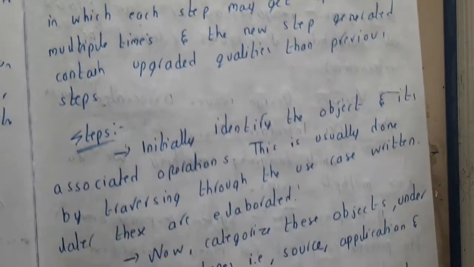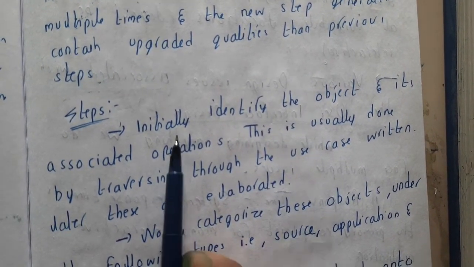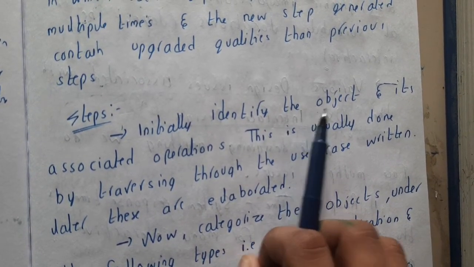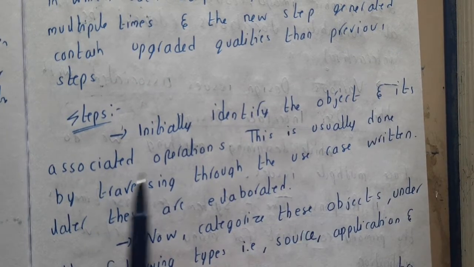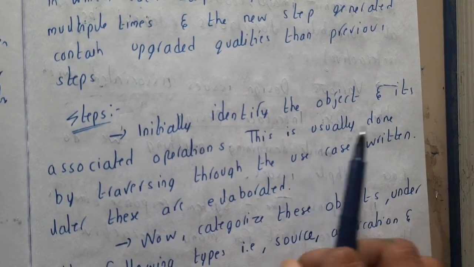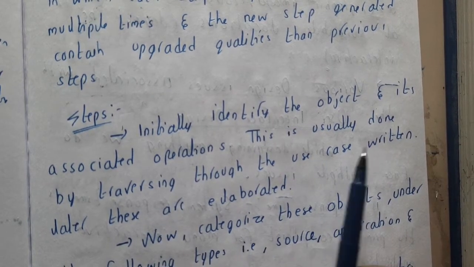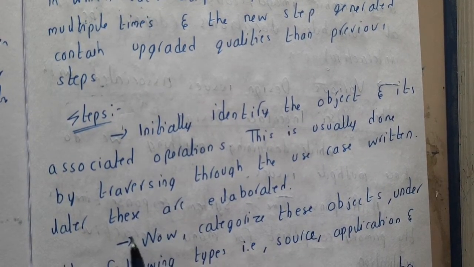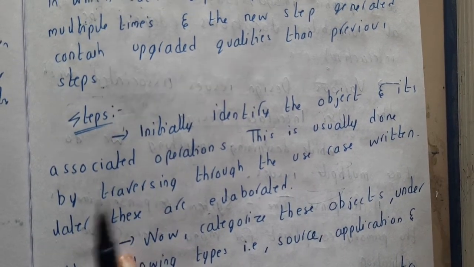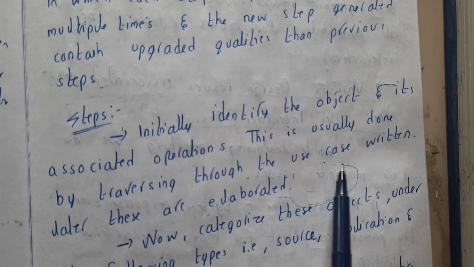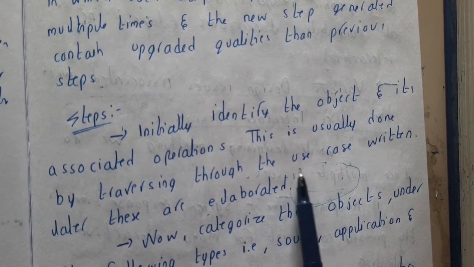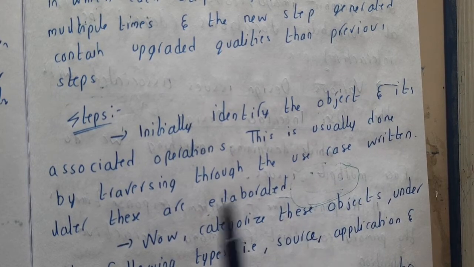The common steps that they follow are, initially, to identify the objects, guys. We'll be identifying the objects and their associated operations. So what are the operations that the object will be doing? This is usually done by traversing through the use cases written earlier. We are drawing the use cases from our previous steps, right? I'm talking about the scenario based use cases. Based on that, you will be identifying the flow, checking whether the flow is working fine or not.